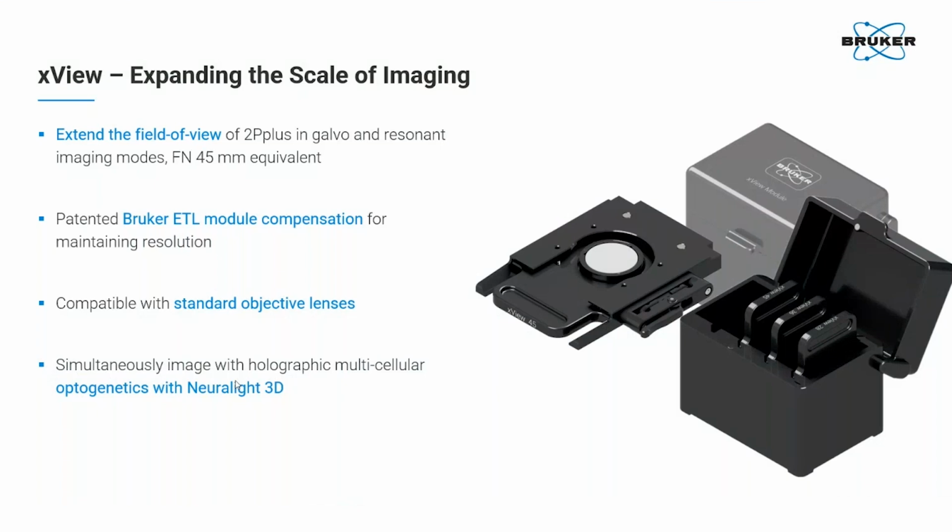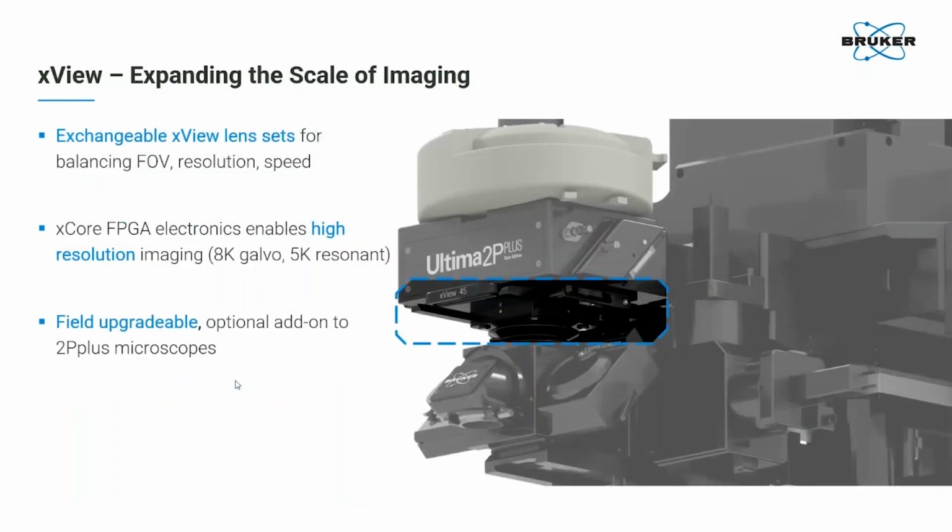to give a much bigger field of view, up to a field number 45 equivalent scan on the same system. And it's a field exchangeable lens set that we've incorporated in our system. It takes advantage of our new electronics, which increase the resolution not only in galvo mode to 8K by 8K, but also in resonant mode. So we can do 5K by 5K resonant imaging to get nearly Nyquist sampling of this larger field of view with the extended capability of the xView.